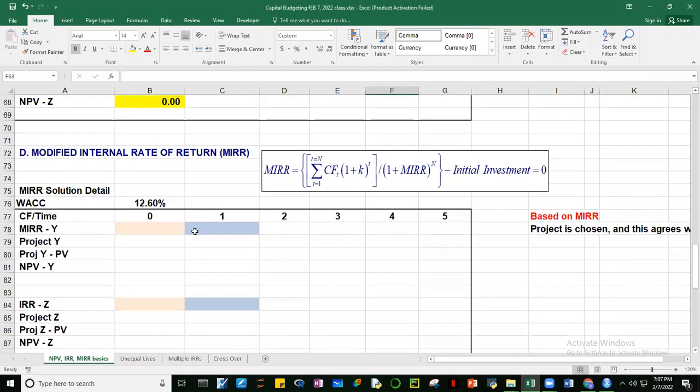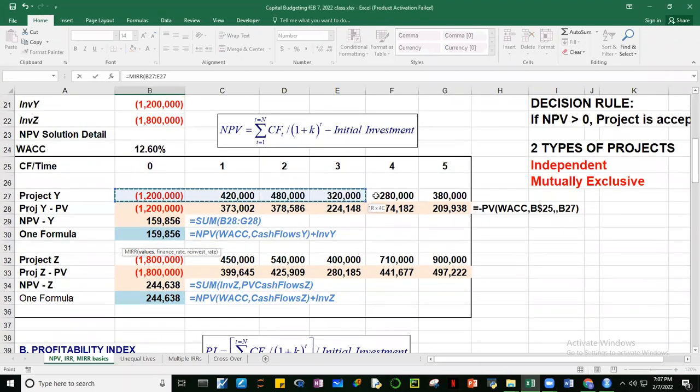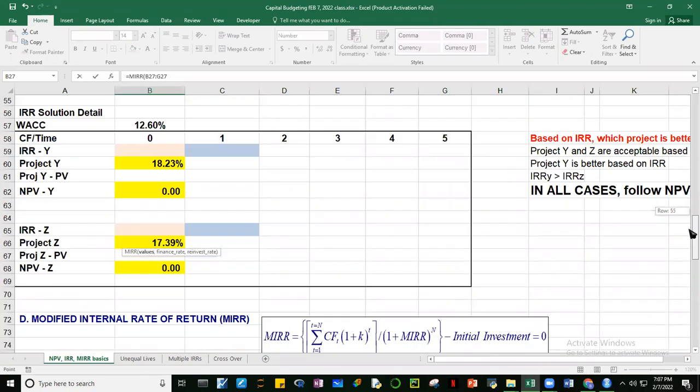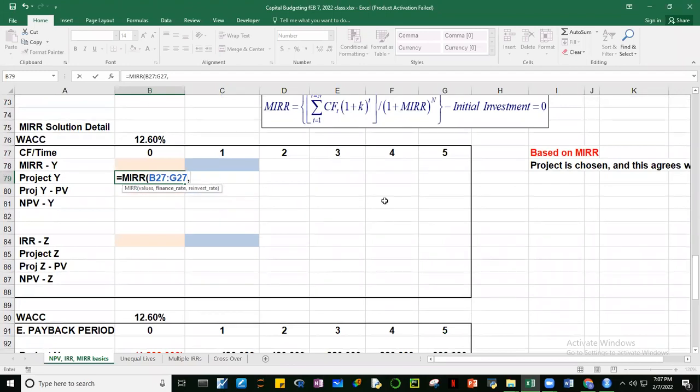Ito naman MIRR, guys. Modified Internal Rate of Return. So in order to compute for the MIRR, we use the MIRR function of Excel. So kailangan natin yung values. Di ba sabi natin lahat ng mga cash flows natin, including the initial. And then the finance rate, guys, will be your WACC. And then your investment rate is your WACC. Yun ang MIRR. Ang kaibahan nito, guys, sa IRR, ang finance rate is the WACC, the reinvestment rate is the IRR. Yun ang difference. So, medyo strict yung constraint dun sa IRR.